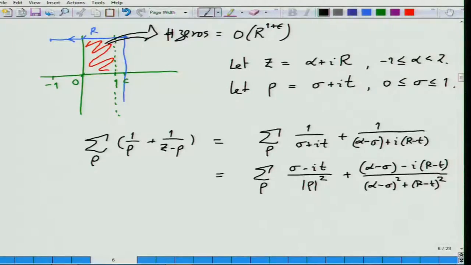Good. Now, let us look at this expression for a moment. The first part, can you bound it? Not clear. The t here can become ever bigger. As rho increases, the absolute value of rho increases, and the value of t also increases. So, it is not clear whether this is going to get bounded. But if you just look at the real part, the first expression, is that bounded? That is, because sigma is always between 0 and 1, and the sum over rho of 1 over absolute value of rho squared, that is bounded.